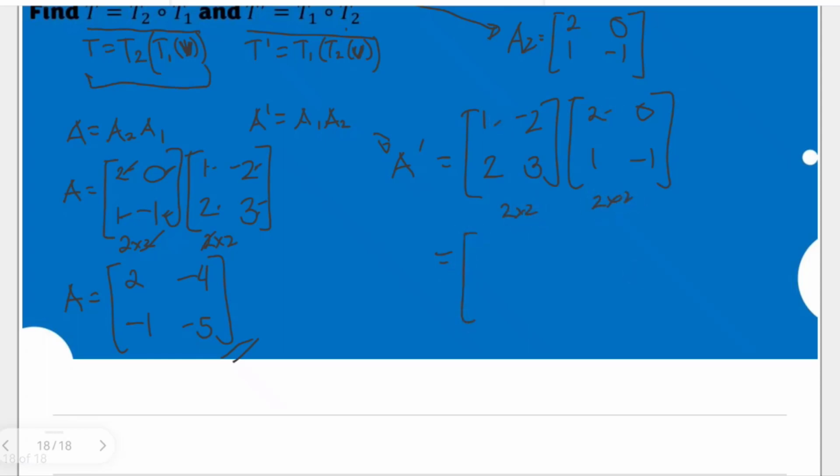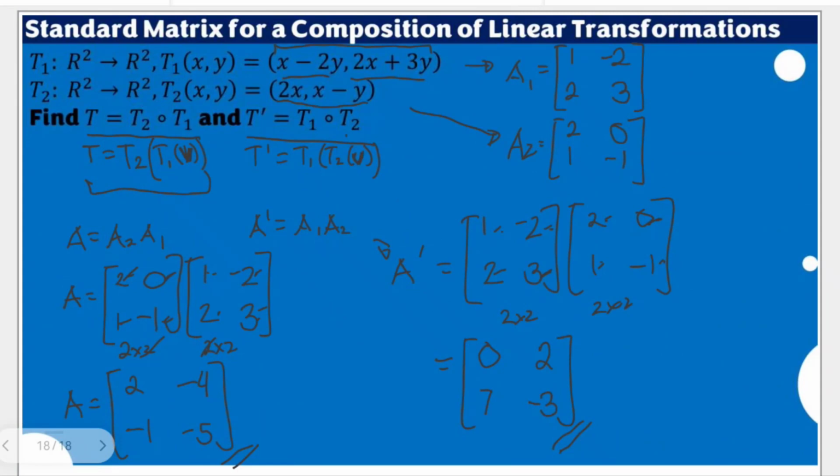1 times 2 is 2, negative 2 times 1 is negative 2, 2 plus negative 2, 0. 1 times 0 is 0, negative 2 times negative 1 is positive 2, 0 plus 2, 2. 2 times 2 is 4, 3 times 1 is 3, 4 plus 3 is 7. 2 times 0 is 0, 3 times negative 1 is negative 3, 0 plus negative 3, negative 3. This is then the standard matrix for the second composition of linear transformation, where it's T sub 1 and then T sub 2. So this is how we show the standard matrix for a composition of a linear transformation.